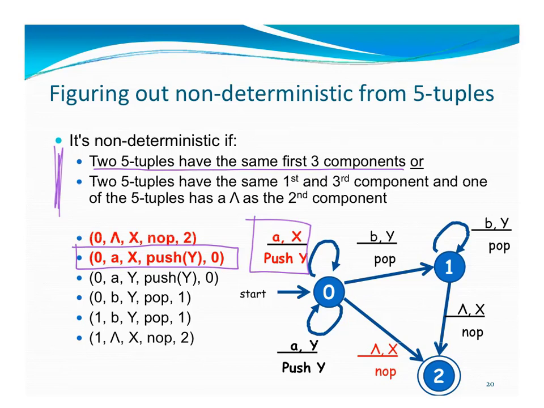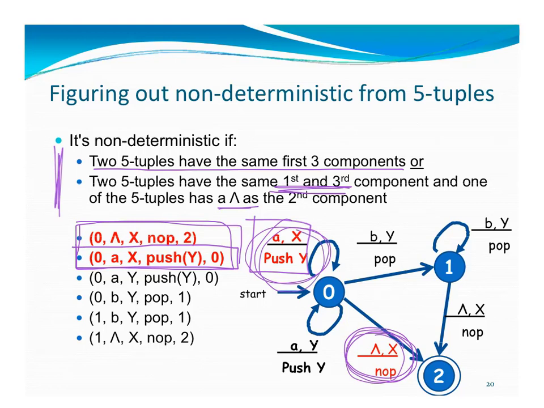But because of these free jumps, there's one other option, which is if they have the same first and third component, and one of the 5 tuples has lambda as the second component. And so that's what's going on here between these two, right? Remember we said that from state 0, there's two options if you see the letter A and you have an X on the top of the stack. And we can see that here because since we do have a lambda in the second position, if we have any two 5 tuples that have the first and third thing the same, then we say again it's non-deterministic.